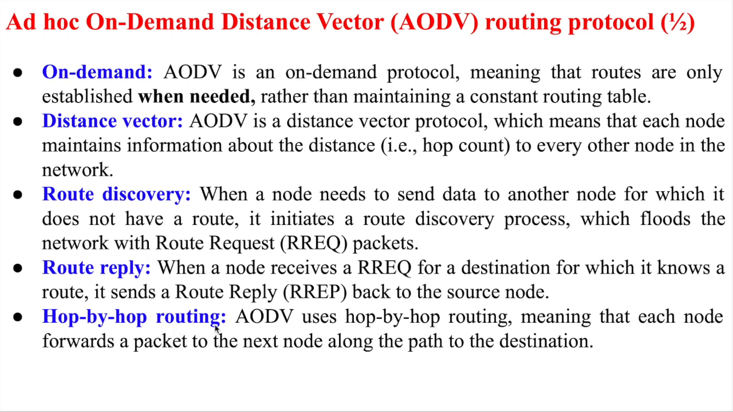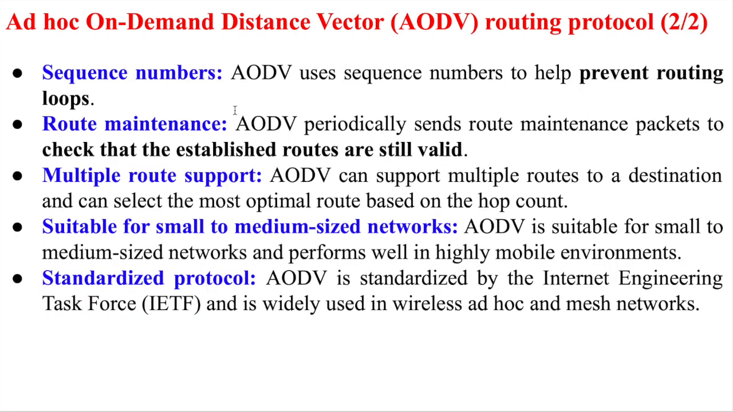And this is a hop by hop routing protocol. As we already saw, this is distance vector based. That means each node forwards a packet to the next node along the path to the destination. So if I have the path information A to B, B to C, C to D with the help of these two messages, then when we transmit data, I have the hop by hop information on how we can transmit this data from one location to the next.